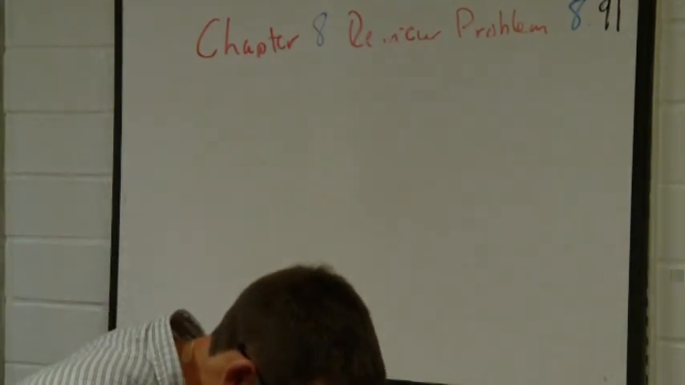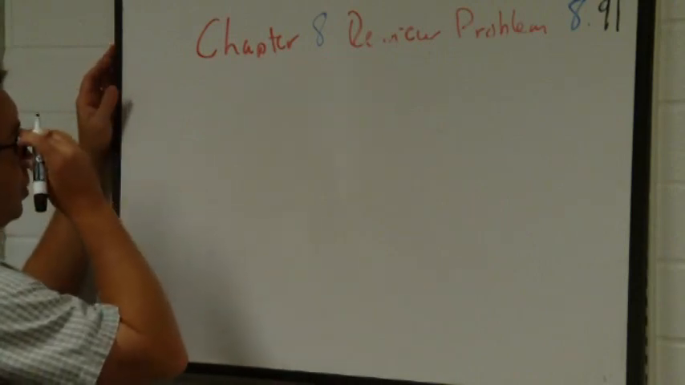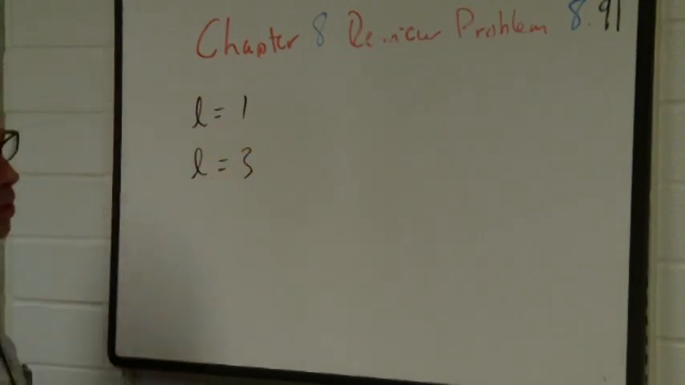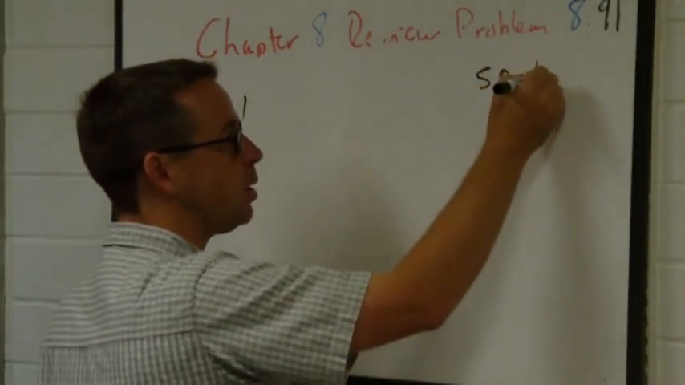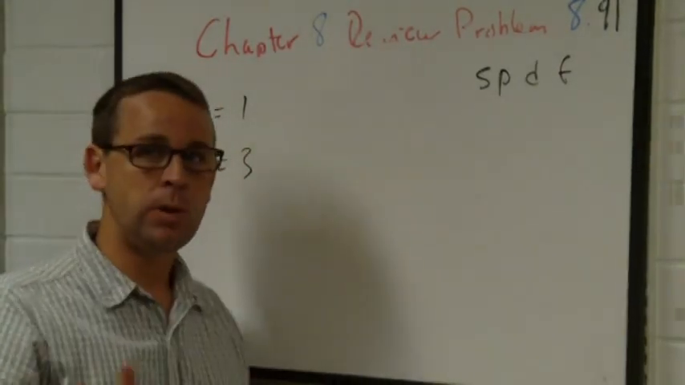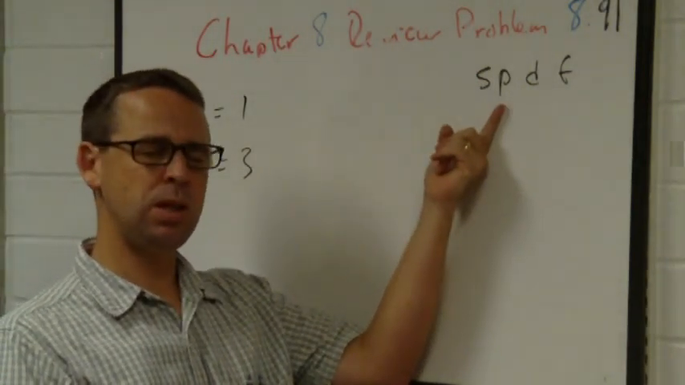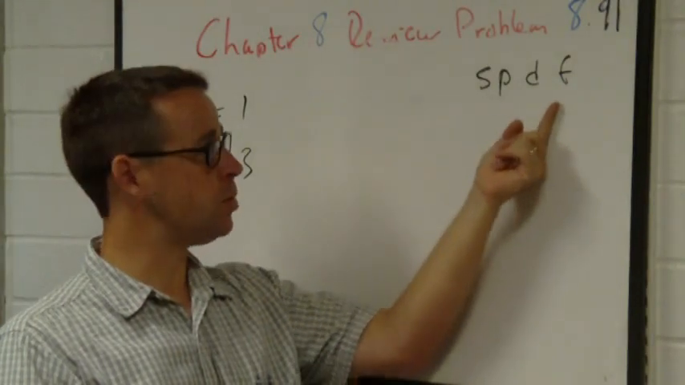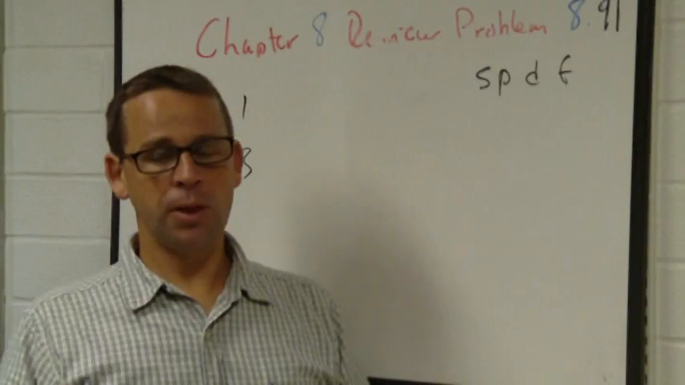What is the letter code for the subshell with L equals 1 and L equals 3? When they refer to the letter codes, we're talking about S, P, D, and F. They stand for sharp, principal, diffuse, fundamental. But you don't have to remember that, and that's not what they're for.